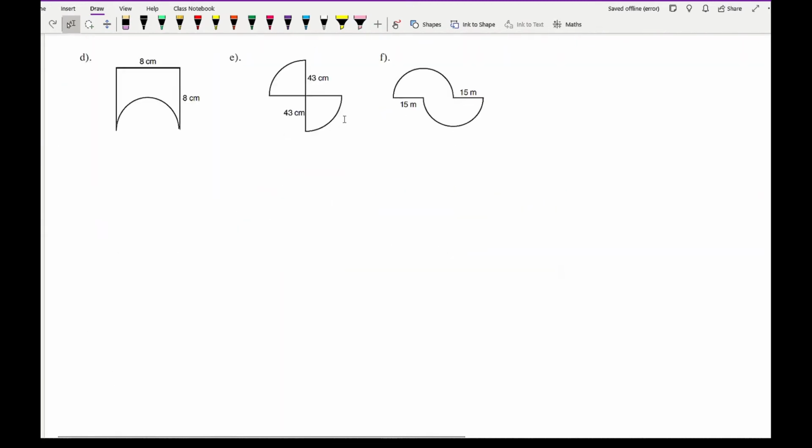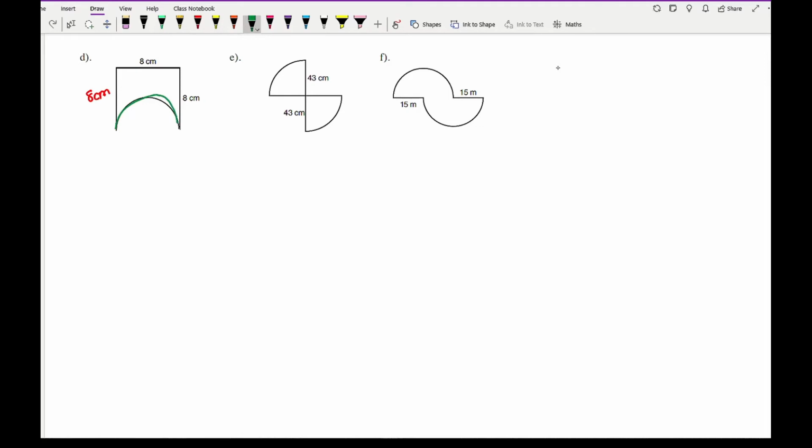Moving on to the next couple of questions. So here we're looking at D. Now with D, again, I've got 4 sides. So this side is 8, so that means this side is going to be 8. Now the only length I need to work out is what this semicircle is going to be.